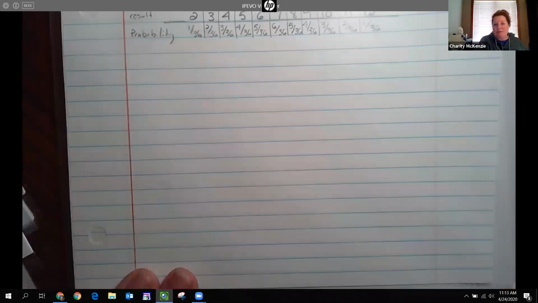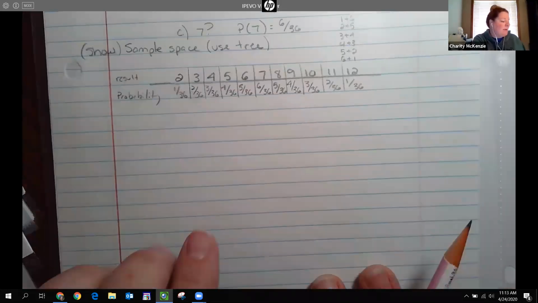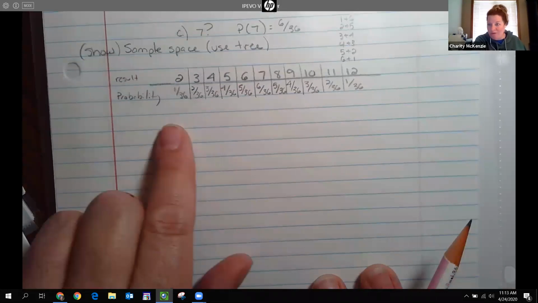All right, so there's more examples in the textbook, the canned examples too. So let me just show one probability chart for you.